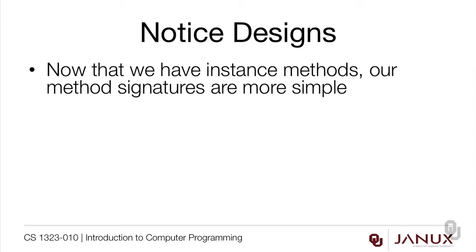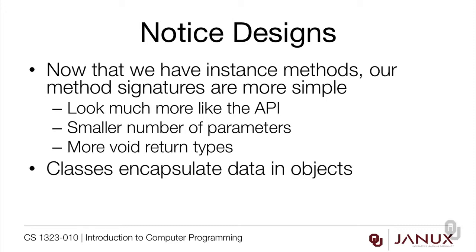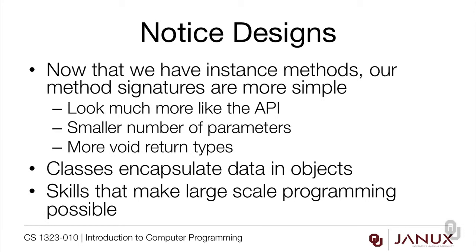The other thing I want you to notice about our designs is now that we have instance methods, our method signatures are much more simple and elegant. They look a lot more like the API, where every method has 2, 3, maybe some methods have 4 or 5 parameters, but you don't end up with these huge long lists of parameters. This is what using instance data is doing for us. The smaller number of parameters, a lot more void return types. So our method signatures are getting much more simple. Now, the reason this is happening is because classes encapsulate data and objects. And so once the data is encapsulated, you only need to use the object name.